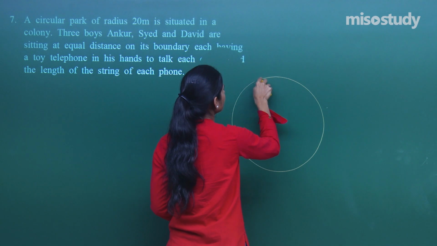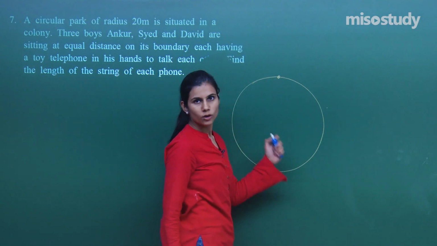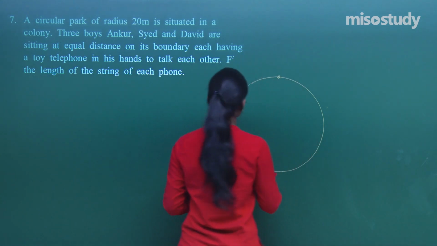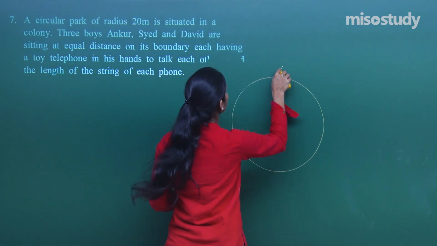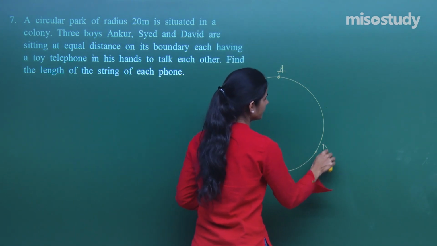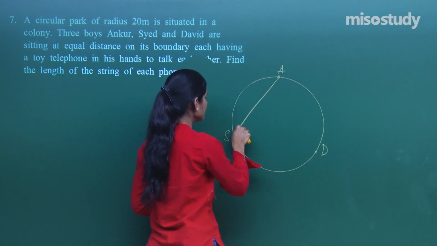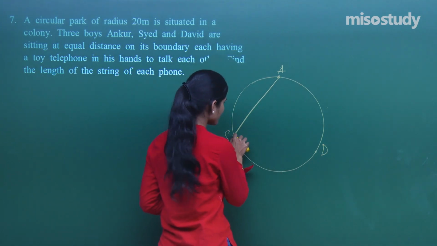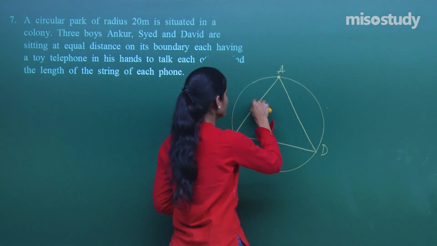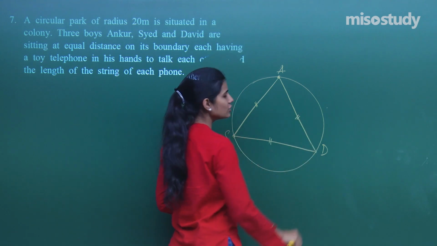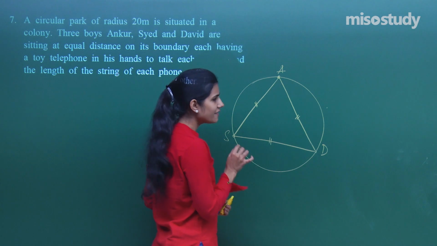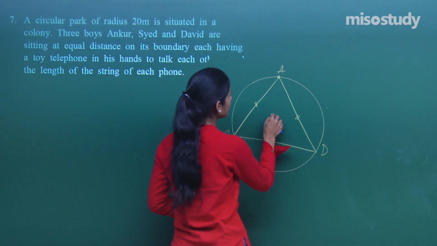So what is the question saying? It is saying that there are 3 boys which are at equal distances on its boundary. So say somewhere here Ankur is sitting, somewhere here Saeed is sitting, and here David, such that distance between A and S is same as distance between S and D is same as distance between A and D. So this is same as this is same as this, which eventually means that this is an equilateral triangle. Fine. Now when I have an equilateral triangle, please try to understand this very carefully.